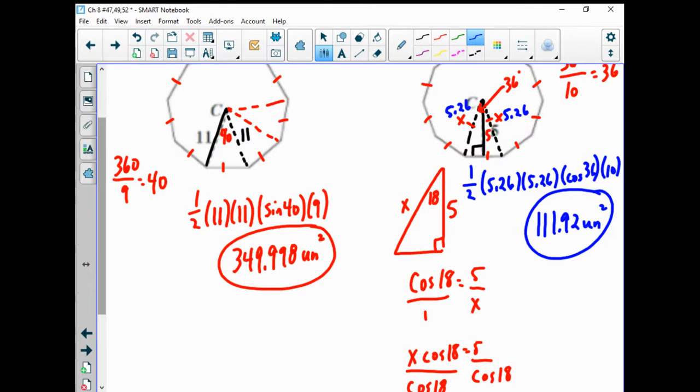Some of you might have figured out a way to find this side here. And that would be a good option as well, because then you'd have the base and you could go back to our traditional area formula of half the base times height. But a lot of the ones that we do here with regular polygons, creating those isosceles triangles, finding the area of one of those isosceles triangles, and then multiplying by how many sides we have, is going to be our fastest way to find the area.